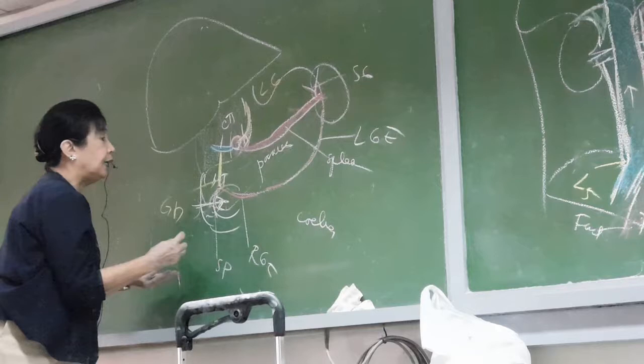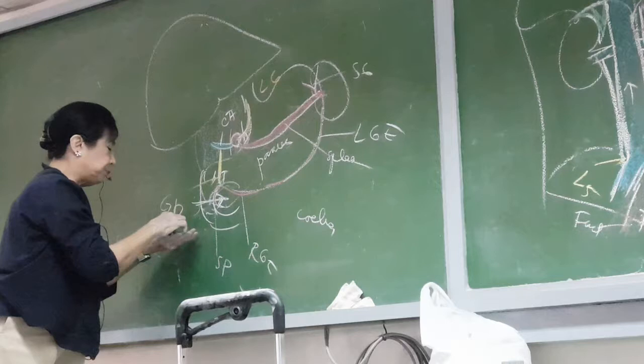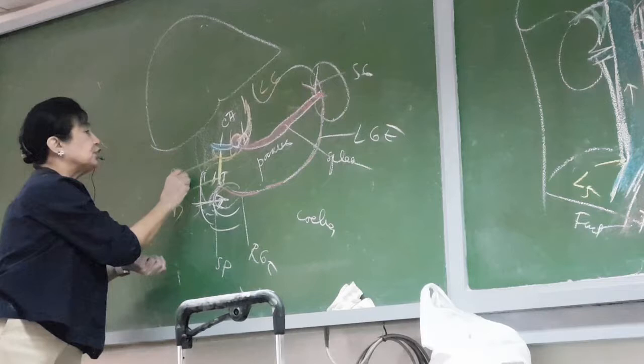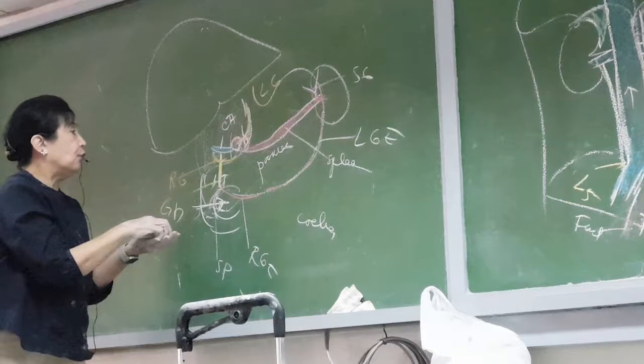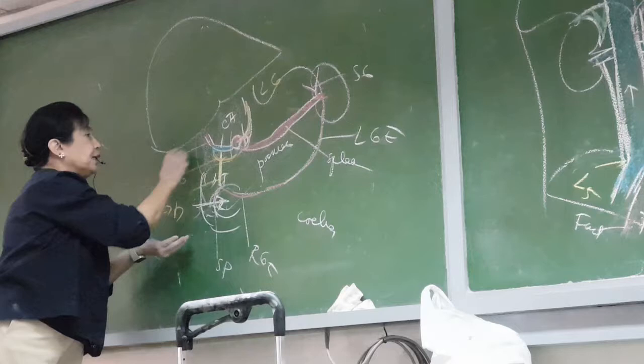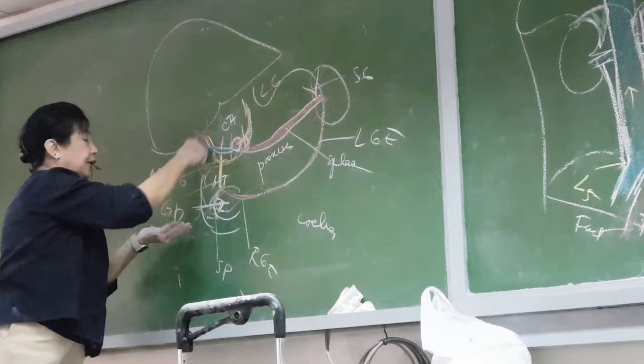And then the common hepatic will have a branch going to your lesser curvature, and that's the right gastric, which anastomoses with the left gastric there. And then your common hepatic has the hepatic artery proper, and it has a right hepatic artery and a left hepatic artery.